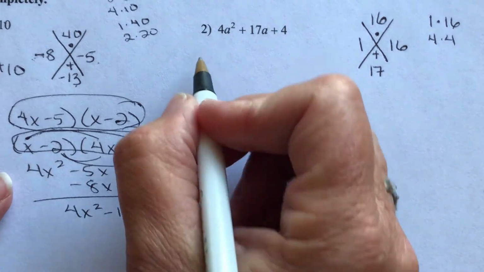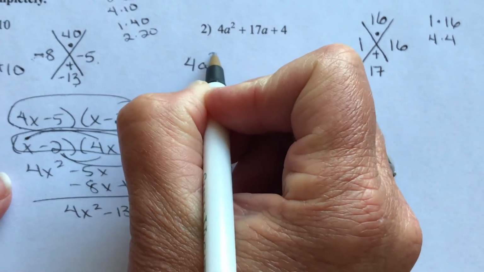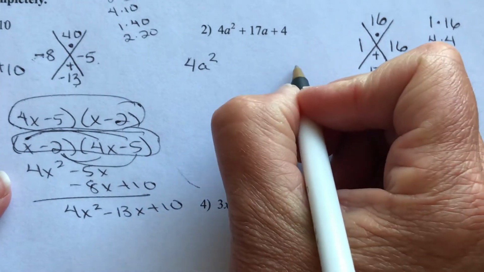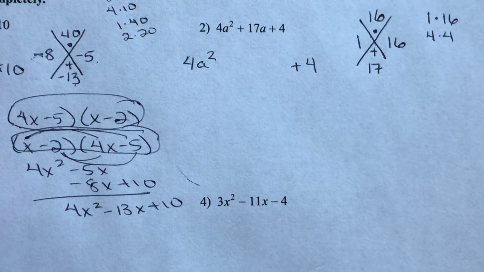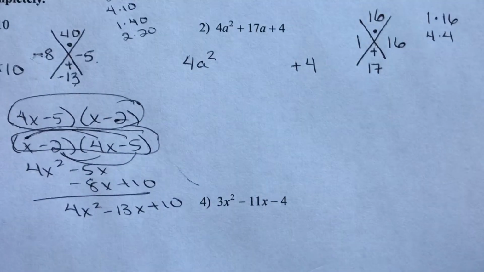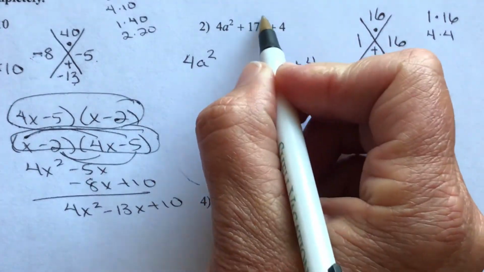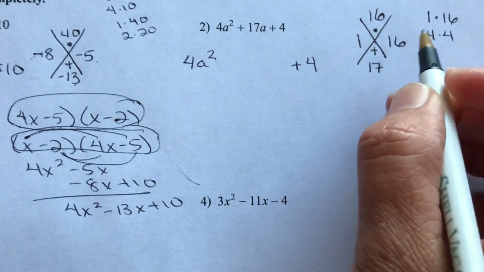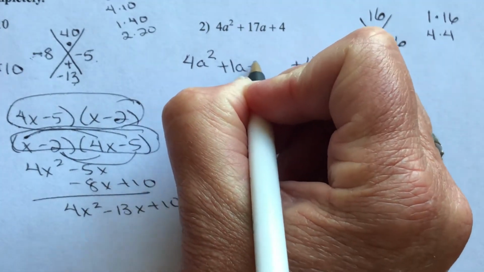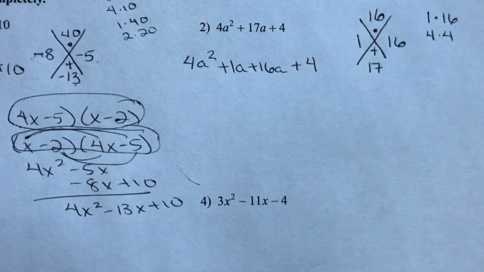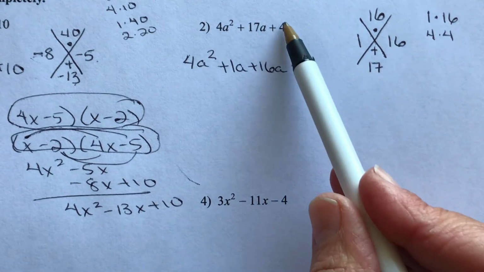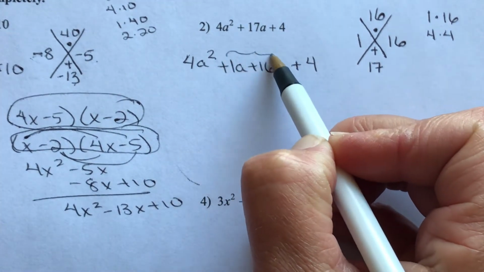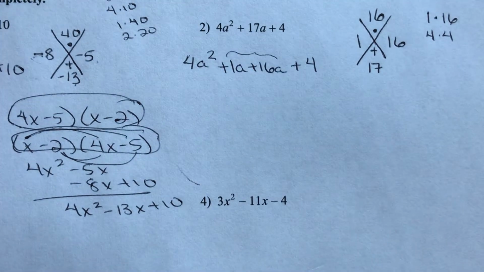That means the first term we don't touch, the last term we don't touch, and the middle term, we're grabbing it and splitting it. So here we go. We're going to make 17a into 1a plus 16a. We really haven't changed the question. The first term's the same, the last term's the same, and these two combine to give you that middle term. We've just split it. We've just taken it apart a bit.